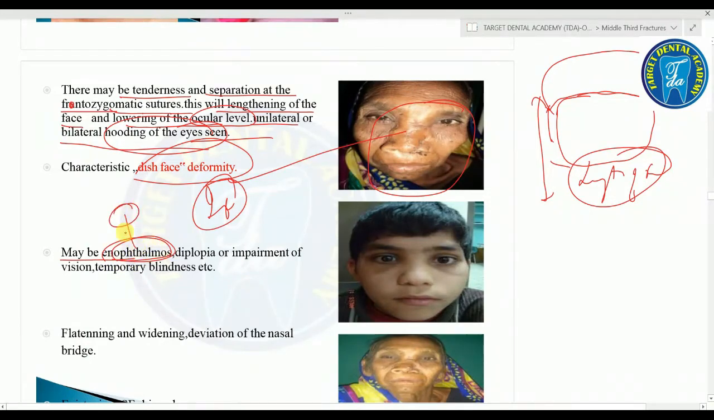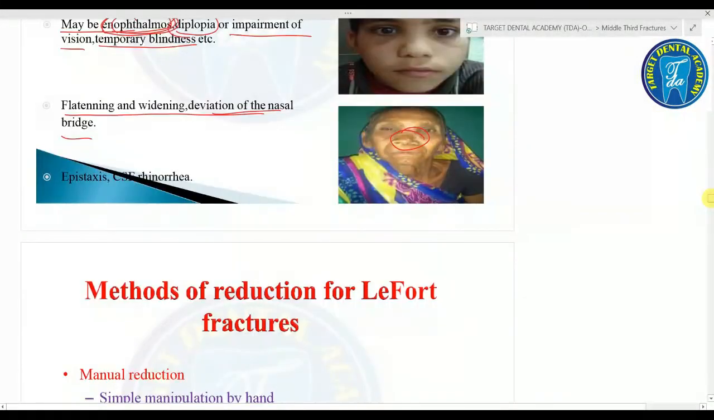It may be anophthalmos, because anophthalmos is a very important characteristic feature of blowout fractures. So in Le Fort 3, you can see anophthalmos, diplopia, which is double vision, or impairment of vision, temporary blindness. There is flattening, widening or deviation of the nasal bridge. In this, you can see epistaxis and CSF rhinorrhea.